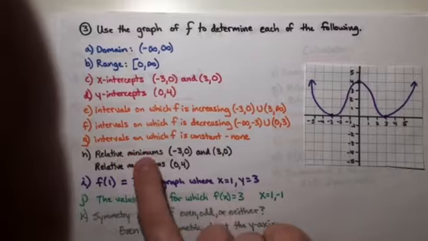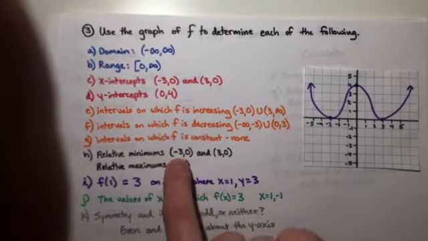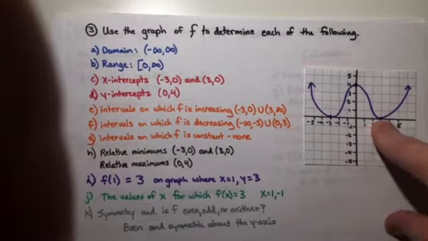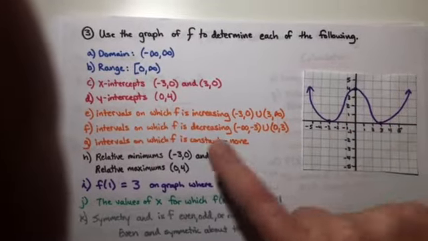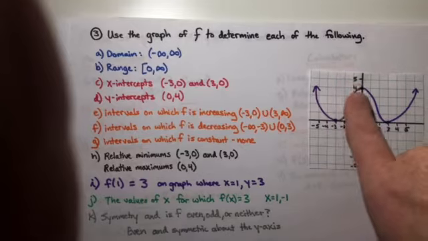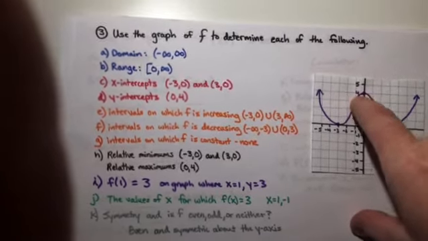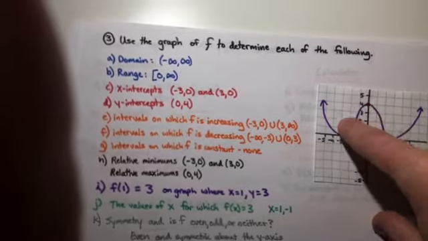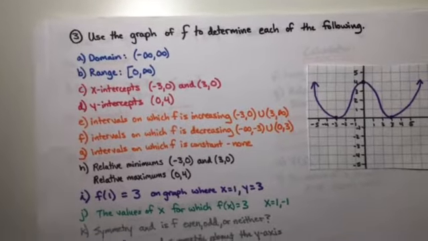Then we look at relative minimums. There were two of those. This point here at (-3, 0), and this point here at (3, 0). And the relative maximum point is at (0, 4). Notice it's definitely not the highest point on the graph, but it is a relative maximum out of these points.